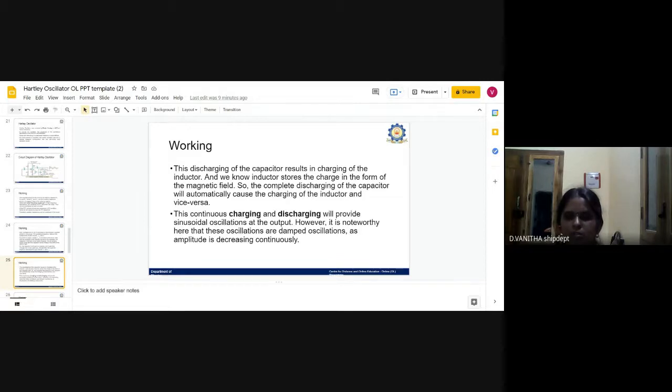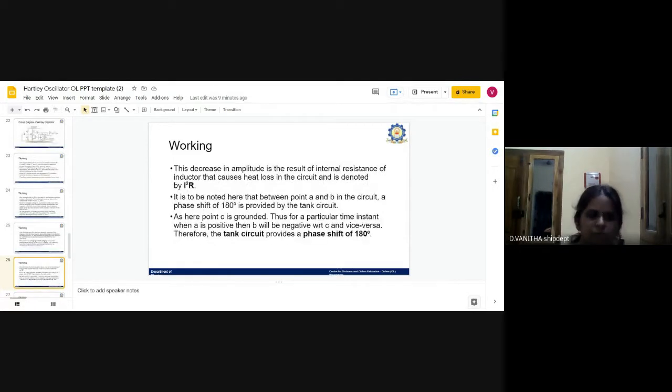In damped oscillations, the amplitude is decreasing continuously. The decrease in amplitude is a result of the internal resistance of the inductor. This is caused by the heat loss in the circuit. It is denoted by the Joule heating law that heat loss is equal to I squared R.